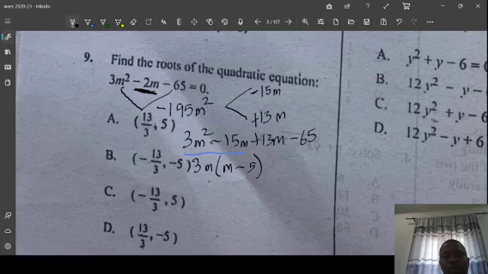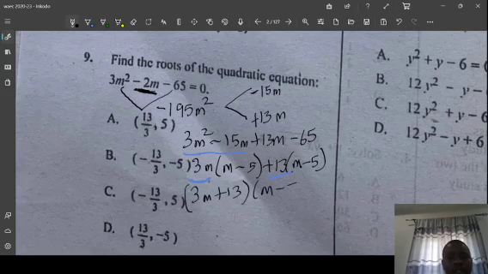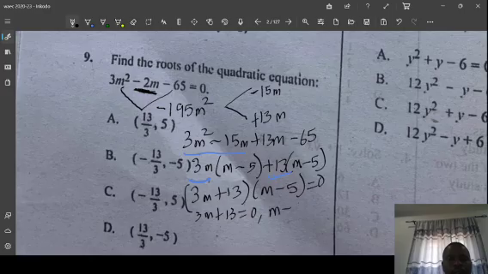And then looking at the second term, what is common to both? Plus 13 into m minus 5 as well. All right. So I'm going to now bring these two that were not in the brackets together. So now I have 3m plus 13, all right, and then the other bracket, m minus 5. They are all equal to 0. So I have that 3m plus 13 is equal to 0, and m minus 5 is equal to 0.